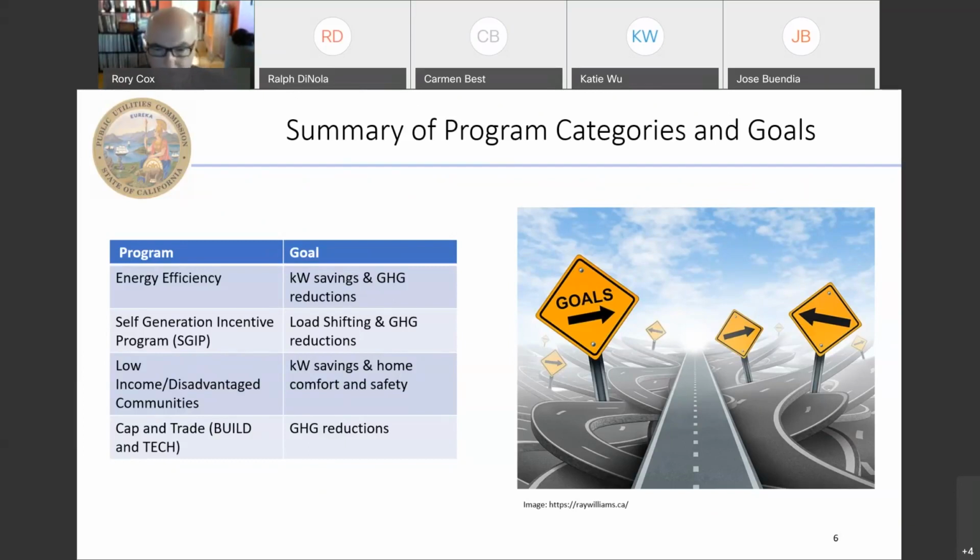This is where the complexity really starts coming in: we've got these different funding sources for all these different goals, but they're funding the same things. They're funding mostly heat pump appliances. So when it comes to mixing and matching these things, there's some complexity. Okay, next slide.